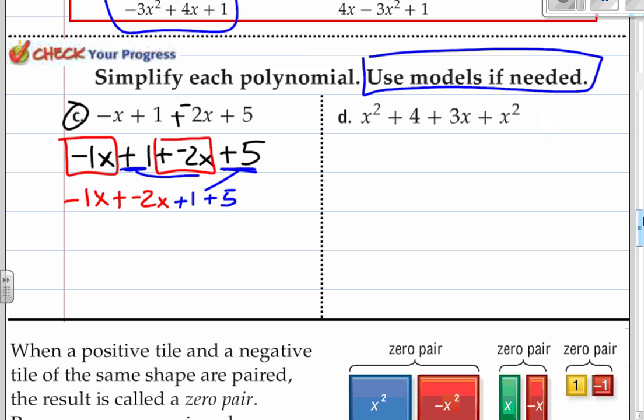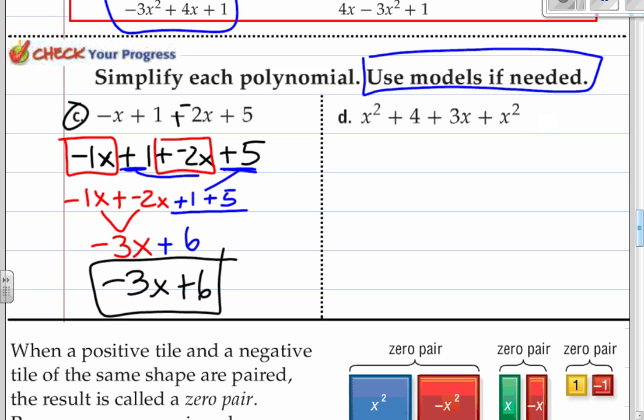Once they're organized, you can put them together, adding the coefficients, the fronts. So negative 1 plus negative 2 is negative 3. Put the x back on it. And then we would have our plus 1 plus 5. 1 plus 5 is 6, so it's a plus 6. So that's your final answer. It's negative 3x plus 6. That's simpler. Notice we started out with 4 terms. 1, 2, 3, 4. Now we only have 2 terms down here.